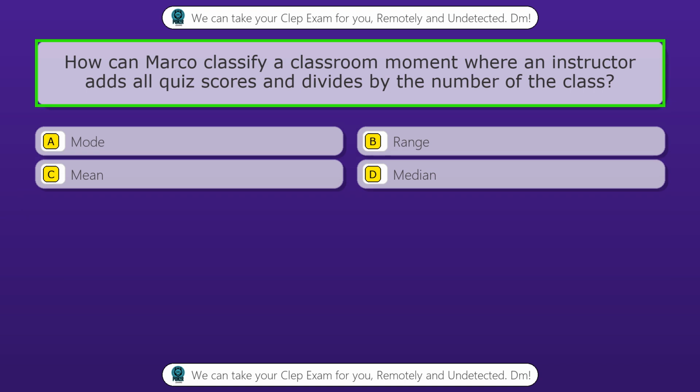Question 93. How can Marco classify a classroom moment where an instructor adds all quiz scores and divides by the number of the class?